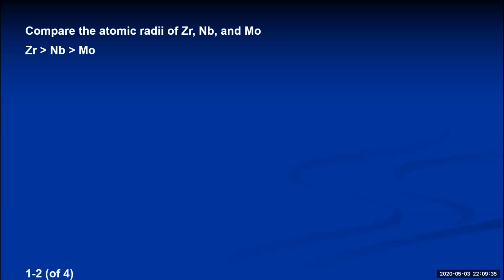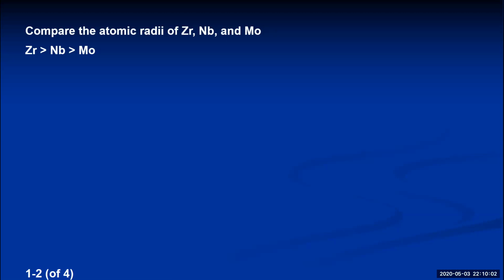If you're in the same row on the periodic table, you have the exact same number of inner energy levels that are shielding or blocking your outer shell from attracting the nucleus. So zirconium, niobium, and molybdenum have the same amount of shielding. That will have no effect. The only difference is, as you move to the right on the periodic table, you're increasing the nuclear charge. Niobium has one more proton than zirconium, and molybdenum has one more proton than niobium.